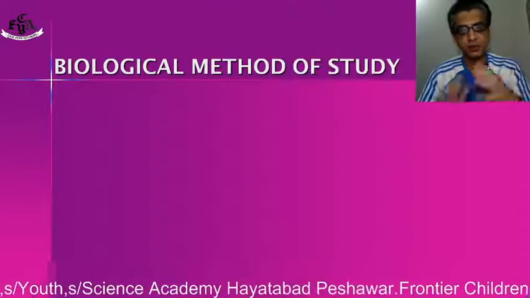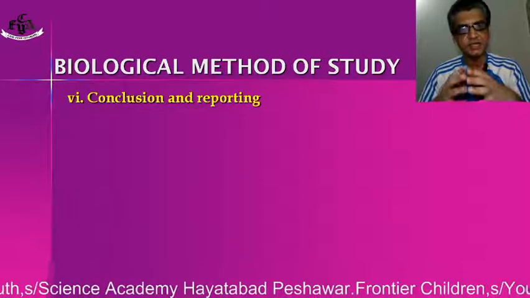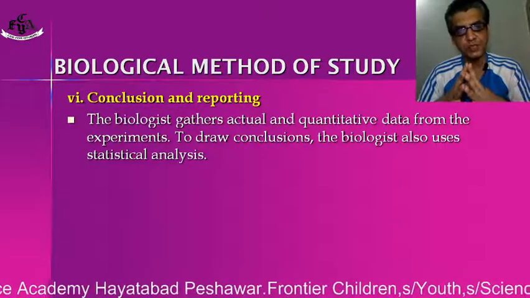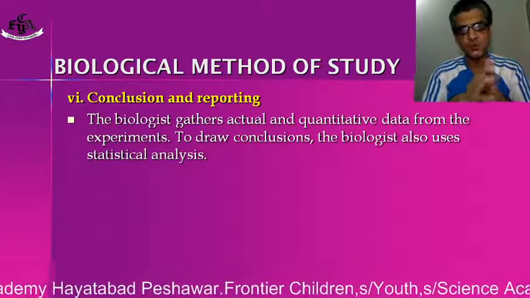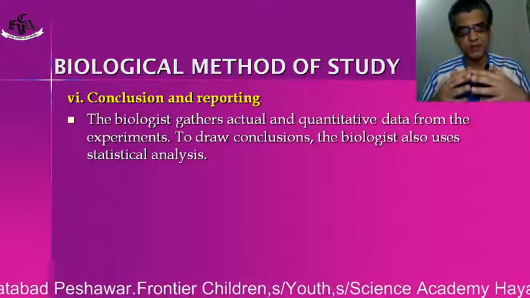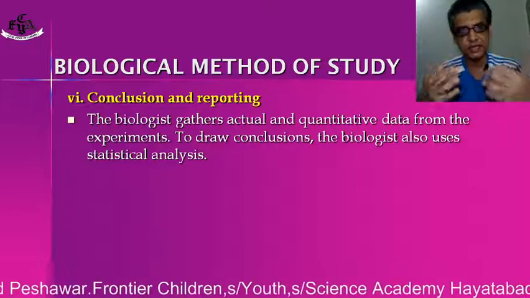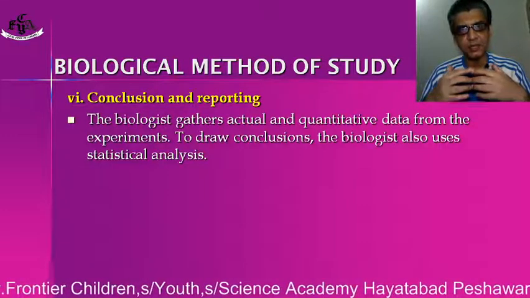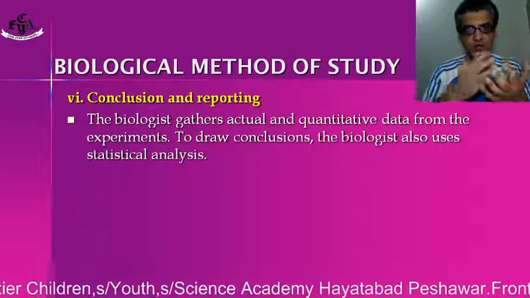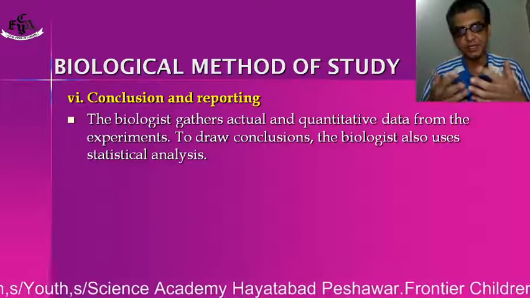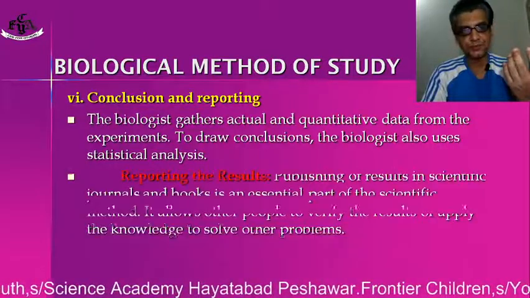The last step in the biological method of study is conclusion and reporting. So the biologists gather actual and quantitative data from the experiment, and this data is then analyzed by statistical and mathematical formulas to draw the conclusion. Then it is published and reported.